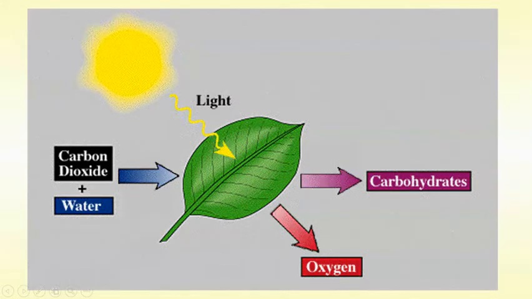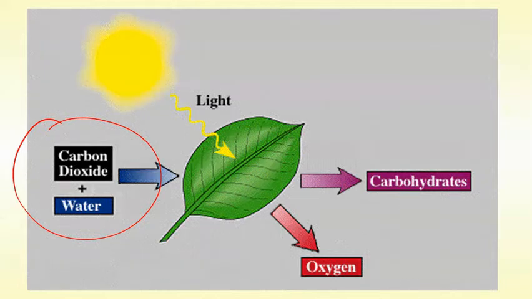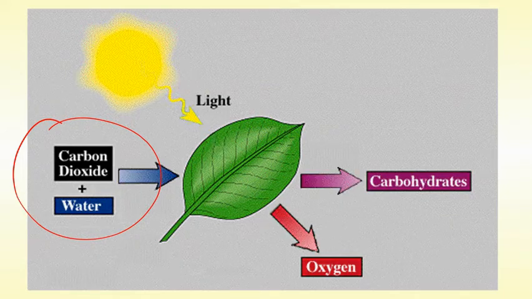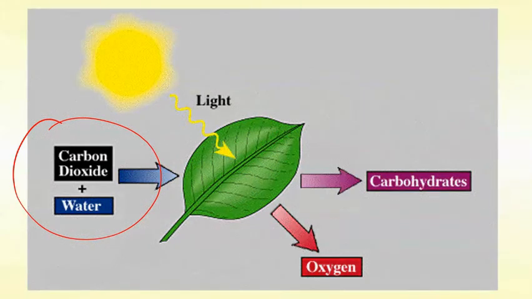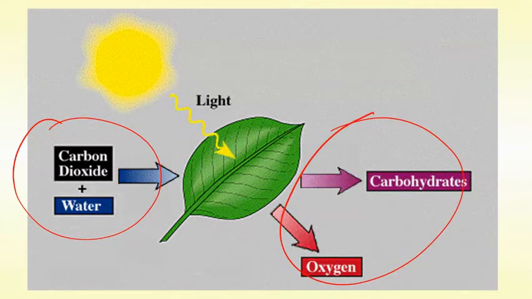So if we look at a nice visual breakdown, we have our producer, our plant, and we have our sunlight coming in. We have our 2 reactants coming in: our carbon dioxide and our water going into the plant. These 2 things are our reactants, coming into the plant. And then once photosynthesis is done, we have our 2 products, the 2 items that are going to get made after the chemical reaction. We have our carbohydrates, our glucose, and we have our oxygen. So we have our products getting made.